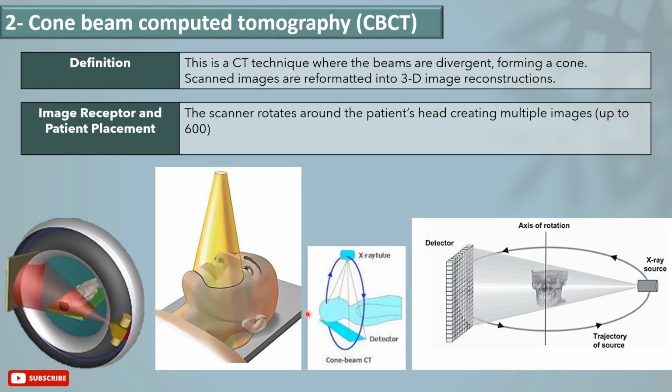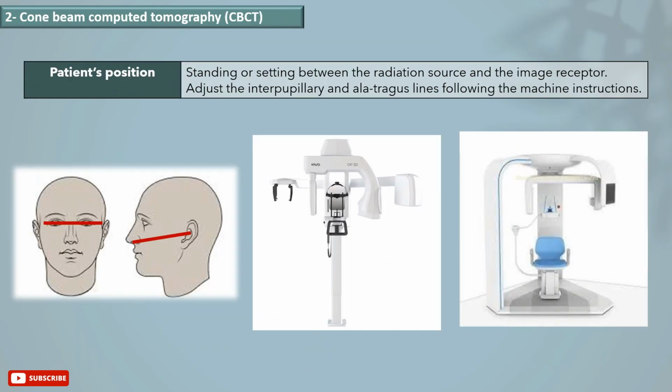The scanner rotates around the patient in a full circle once or maximally twice. During that, the scanner can form up to 600 photos or slices that are together forming the 3D image. The patient should be placed between the source of the emission of the X-ray and the image receptor. The person can be standing or seated depending on the situation. The most important thing is to adjust the interpupillary line and the ala tragus line according to the machine instructions.